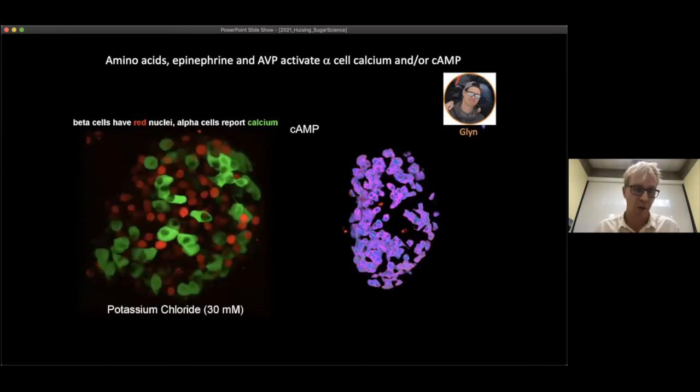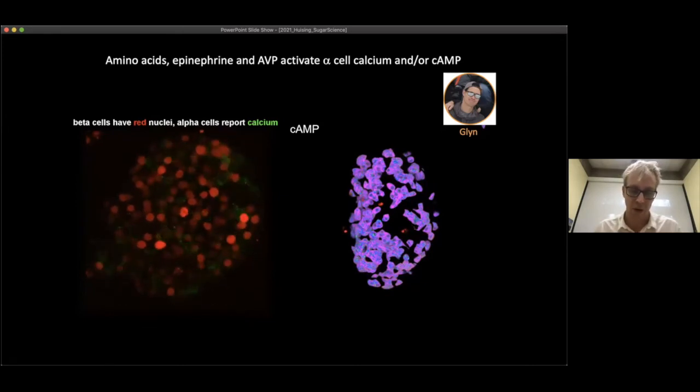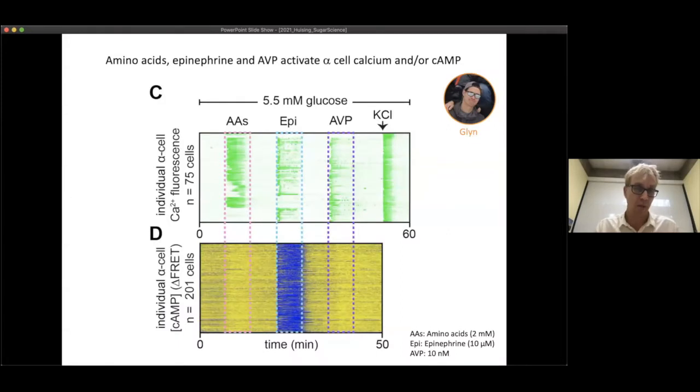But their effect on the behavior of calcium and cyclic AMP is different. That's summarized here. Calcium is activated in response to all three of them, cyclic AMP only in response to epinephrine. But what also is interesting, and what I want to draw your attention to here, is that not every alpha cell responds to all these stimuli. All of them respond to AVP, but there is a subset of alpha cells that doesn't respond to epinephrine, and a different subset that has no response to amino acids.